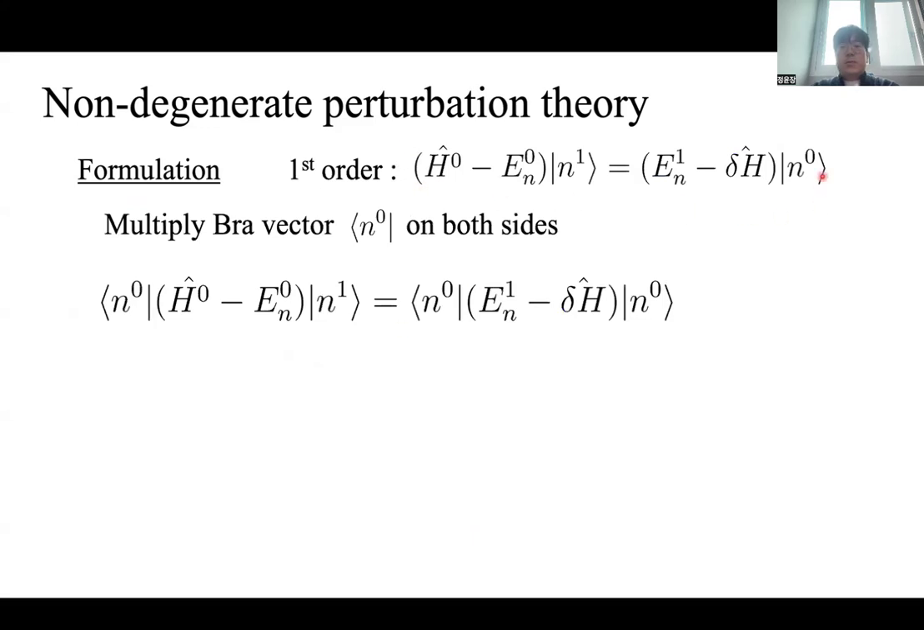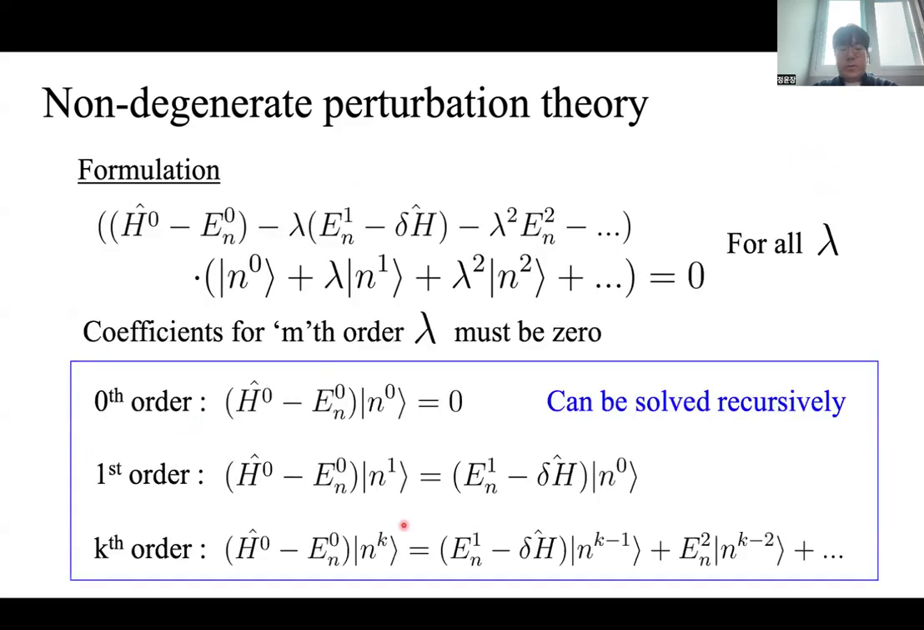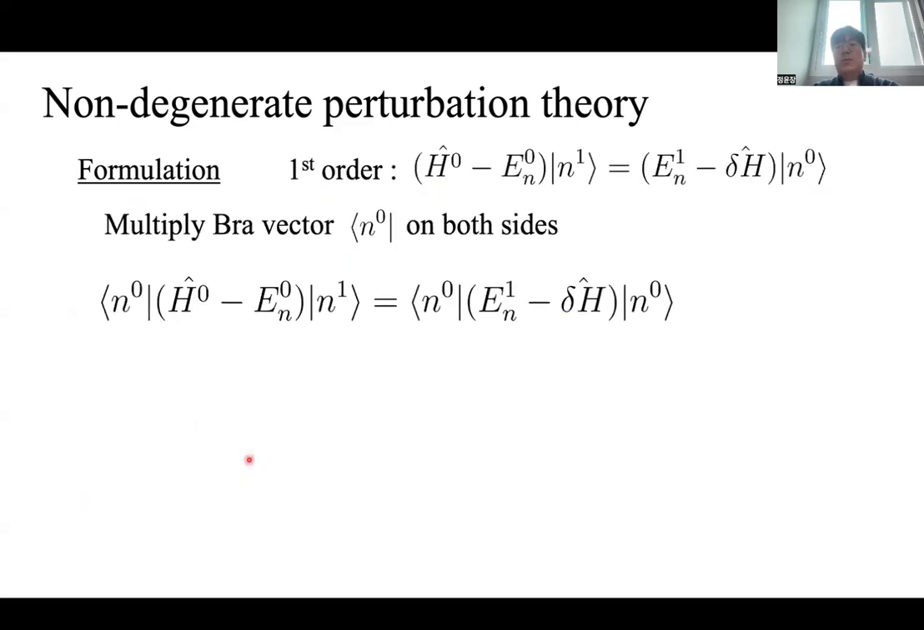So this is our starting point. This is our first order equation here that we want to solve. And this is where we're going to start using this bracket notation that we talked about last time and earlier today, okay? So the first thing that I want to do here is multiply this bra vector n0 on both sides. So I'm going to multiply it here, and I'm going to multiply it here. Because I have this equation, multiplying by the same vector on each side doesn't change the equation, right? The equal sign is going to hold. So that's what I'm doing here. So this is the result that I have.